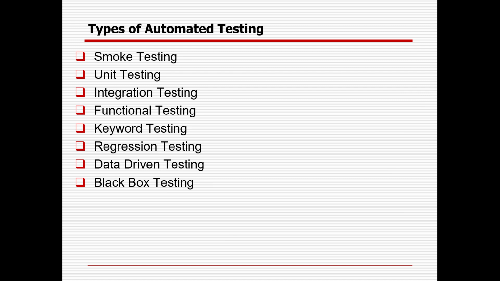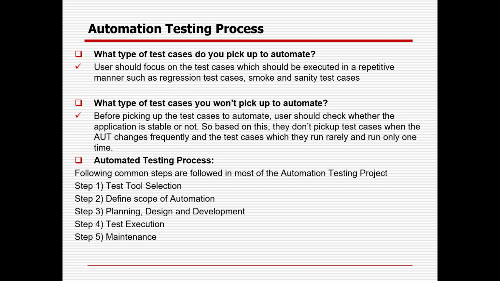Right? An automation framework will support different kinds of testing, starting with smoke, unit, integration, functional, keyword, regression, data driven, and black box testing. So which types of testing should you pick up? Wherever you will be using them multiple times, those are the test cases you need to concentrate on first. Wherever the complexity is high and it will be very time consuming, those are the test cases you can also ignore.